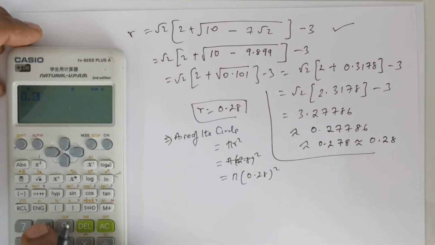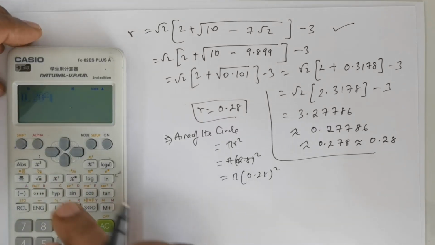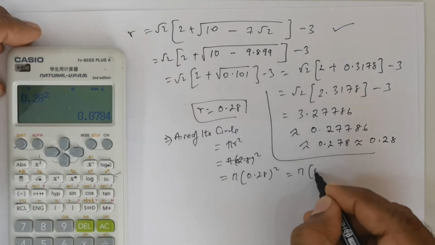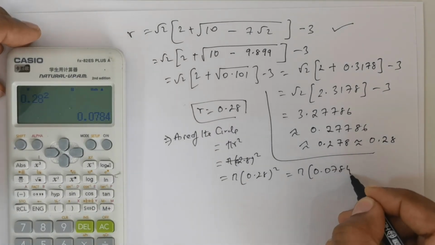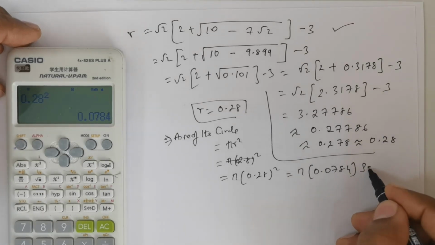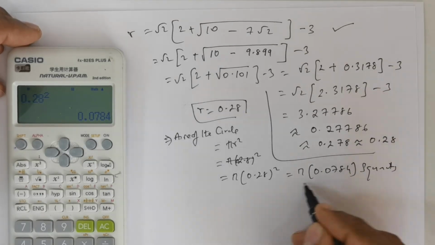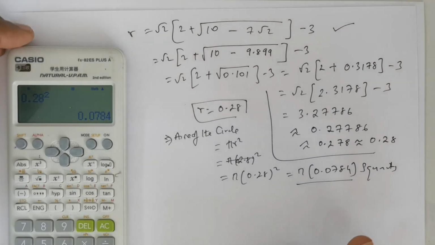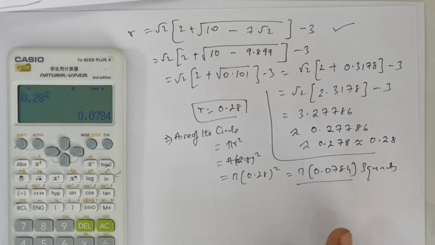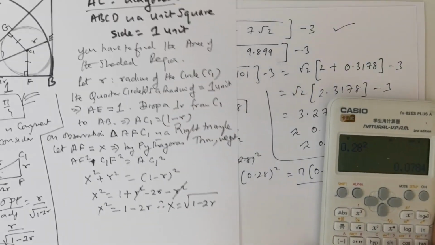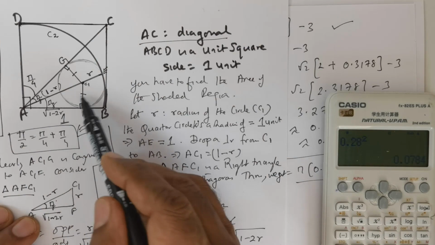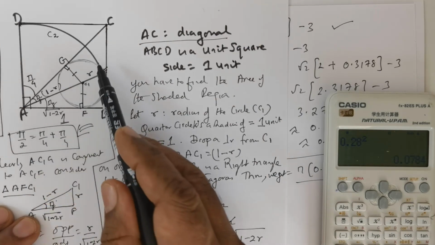So 0.28 squared, that is giving me pi times of 0.0784. So I'm going to keep it like that. I'm not going to do any evaluation for this area of the circle. So that is fair enough. Now what I'm going to do is I would have to calculate the sector area. So area of the circle is calculated, sector area.